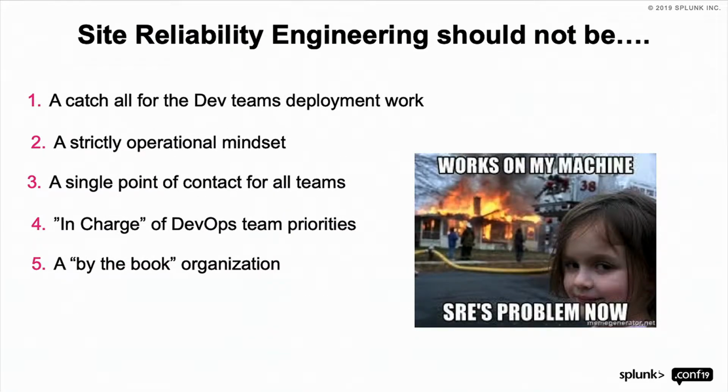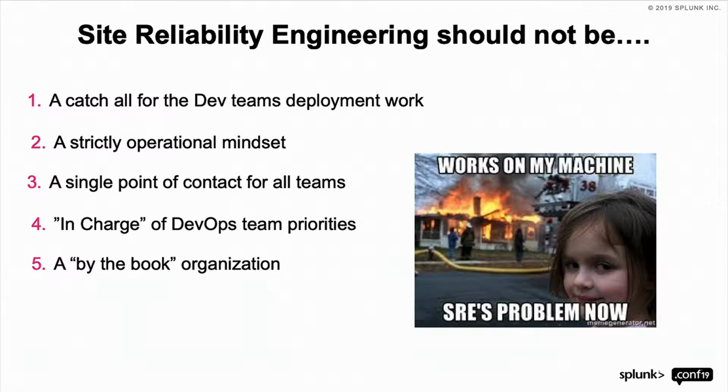So site reliability engineering should not be a catch-all for the dev team's deployment work. Your SREs are not your deployment team. They should be checking stuff. They shouldn't be doing the dev team's work for them. They shouldn't be a strictly operational mindset. So even though they're engineers and they're doing engineering work, they shouldn't be engineering with operations as the forefront of that. A single point of contact for all teams. So if you have a NOC and you rebrand it SRE, that's not SRE. That's slapping a sticker on something that you're trying to make go away. So don't make them a catch-all for everybody.